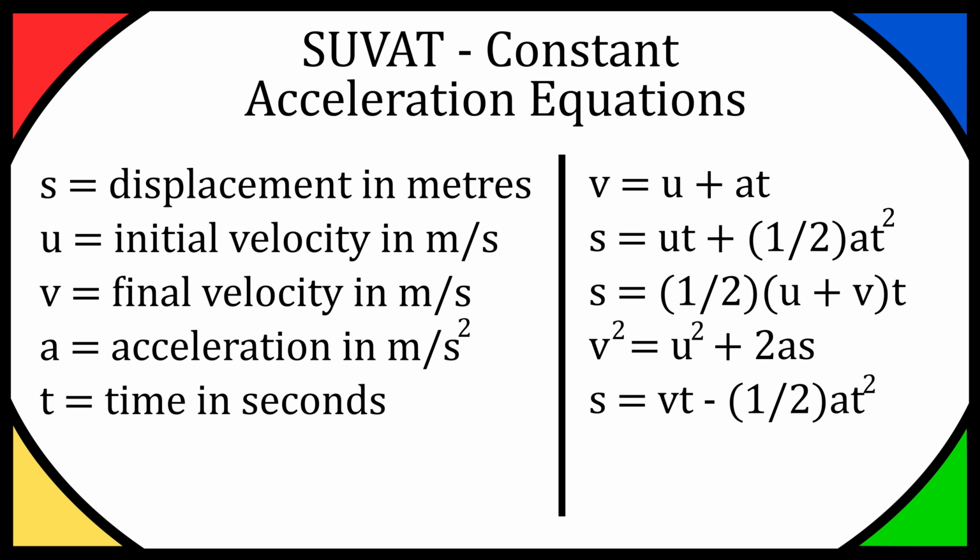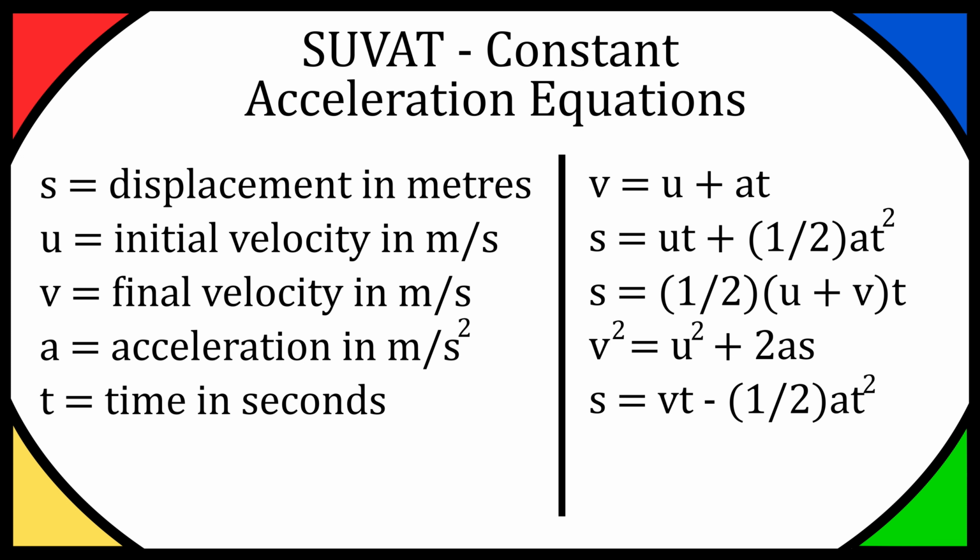Acceleration is how fast something is speeding up or slowing down. So that's going to be in meters per second squared, and this can be positive or negative depending whether the object is speeding up or slowing down. And then time is just the duration of the problem. So for example, the projectile might be in the air for 5 seconds.